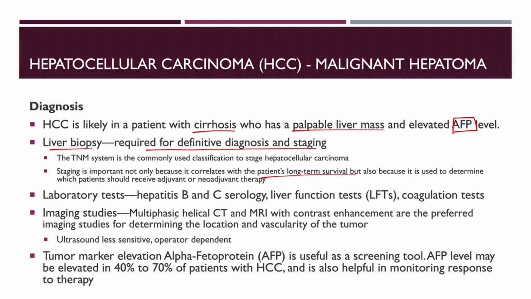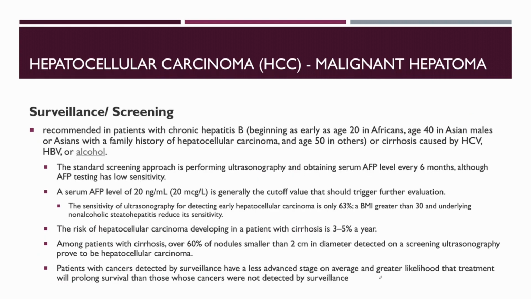For imaging studies, we generally use a multiphasic helical CT or MRI. Ultrasound we use for screening, but it's not as sensitive and it's very operator dependent. And like we mentioned before, AFP, or alpha fetoprotein, is useful in screening. It's elevated in about 40 to 70% of patients with HCC, and it also helps monitor response to therapy. You should see that going down as we treat the patient.